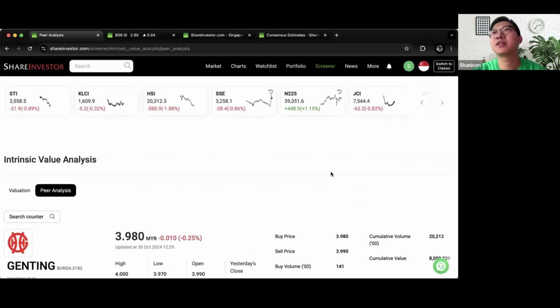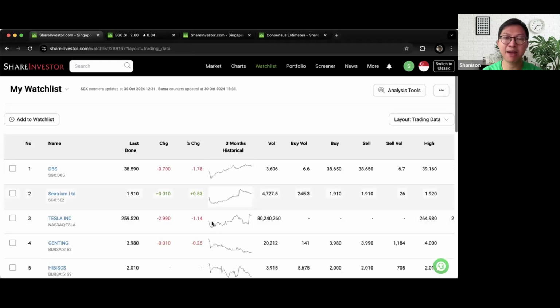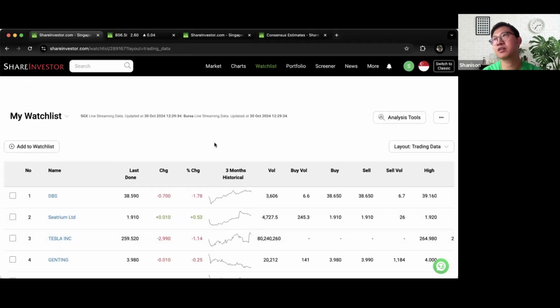Okay, let me come to the Q&A session. There's one question from MY Thai. He's asking, can we set up more than one watch list? Yes, you can set up multiple watch lists. There's actually no limit, and you can add as many stocks inside as you want. So you can set one for US, one for Malaysia, one for Singapore.